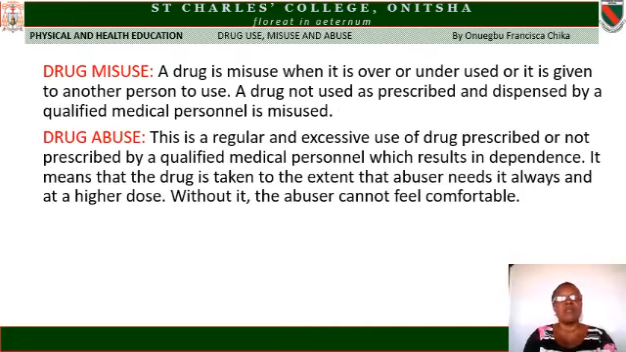Drug misuse. A drug is misused when it is overused or underused, or it is given to another person to use. A drug not used as prescribed and dispensed by a qualified medical personnel is misused. When we talk of drug misuse, we mean taking the drugs the way it is not prescribed for you. You may be asked to take the drugs 2 times 2 or 1 times 1, and you now decide to take it differently. If you are asked to take it 2 times 2, you now take it 1 times 1 or 1 times 2. You are overusing or underusing the drugs.